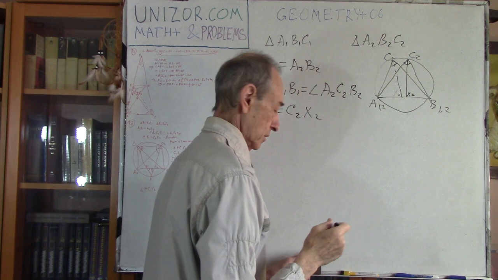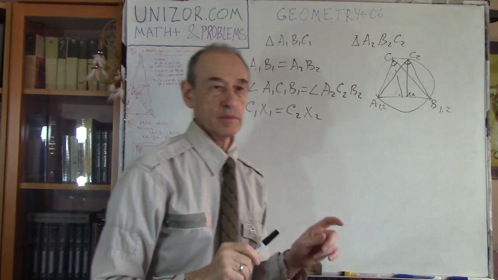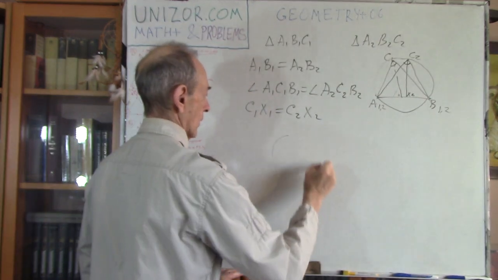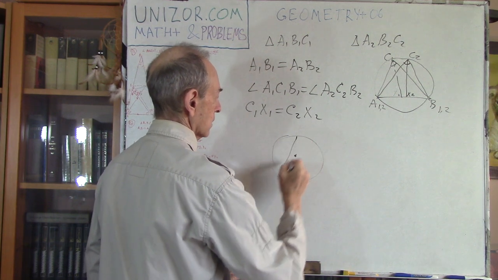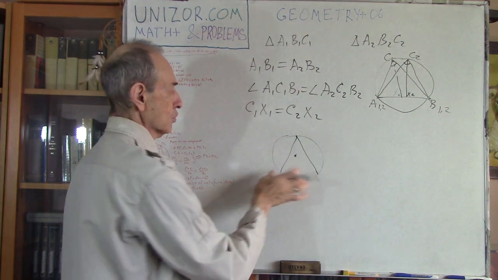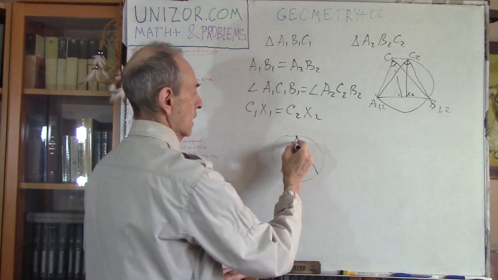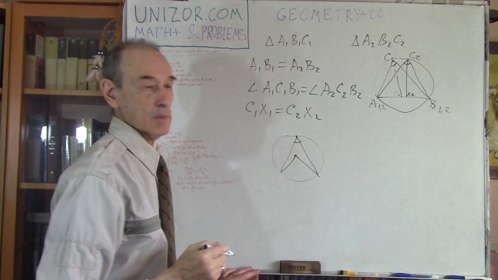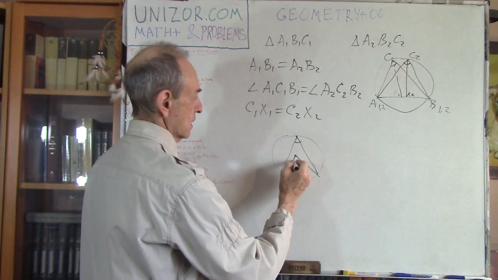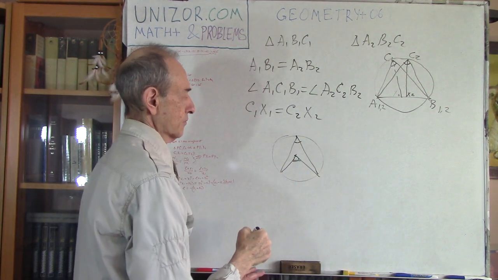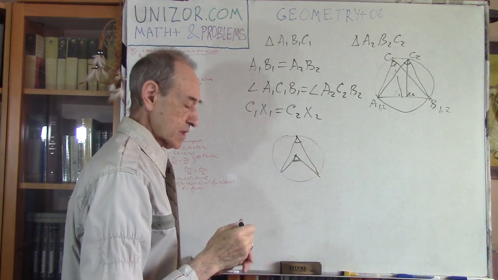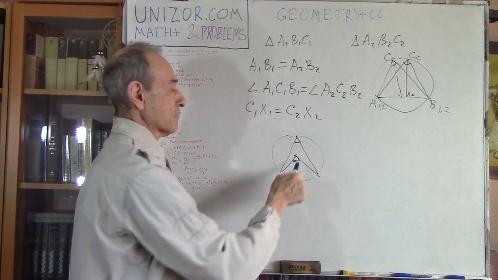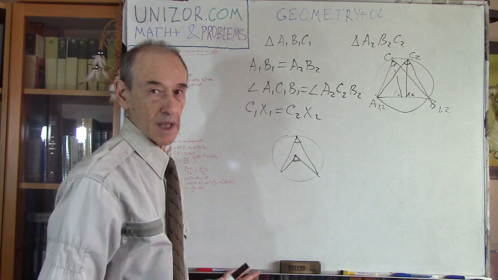Why? Well, because I hope you remember this theorem. I will remind it to you right now because I will use it. If you have a circle, then an angle which is inscribed, two chords where one side coincides, this angle is measured as half of the central angle which is subtended by the same arc. So this is twice as much as this. Or sometimes I can say that this angle is measured by half of this arc, meaning actually half of the central angle which is subtended by this arc.